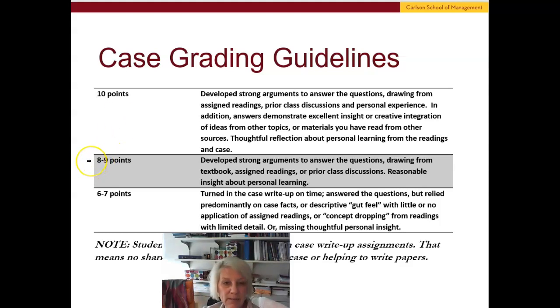Probably more common are going to be write-ups in the 8 to 9 points, you know, 80%, 90%, somewhere in a B plus to an A minus. These are well written. They address the questions. They apply the readings. They explain terms. They define things. But maybe the overall quality isn't quite as high, or maybe there's not something that's really exceptionally different in the case write-up, in the cases that get this kind of good to very good rating of 8 to 9 points.